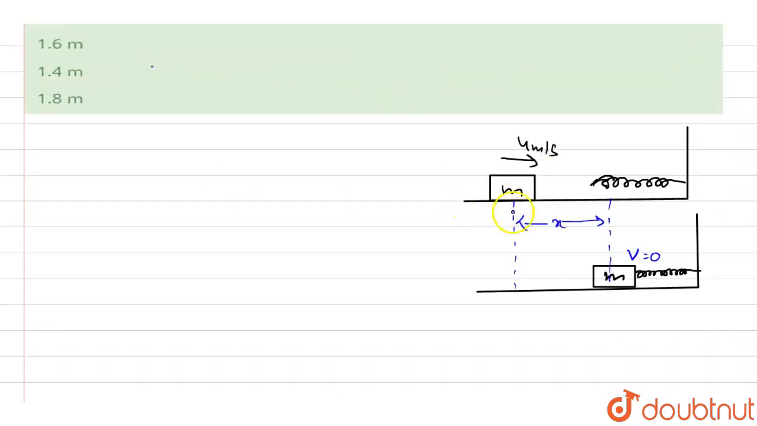The first thing that we shall do is note there is no motion in the y direction, so we can assume N is equal to mg, because there is no motion in the y direction.